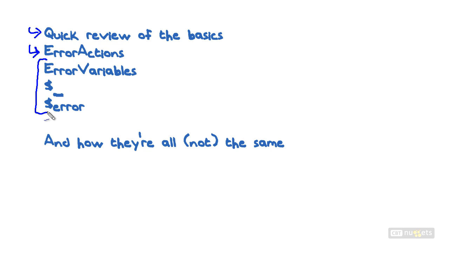In other words, not so much figuring out if an error happened, although that's going to be part of the discussion too, but also the different ways of figuring out what the error was and how these things are all not quite the same, how they're very, very close to being the same, but often confusingly different. So hopefully this will clear all that up.